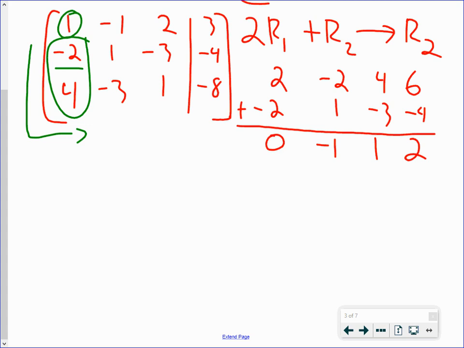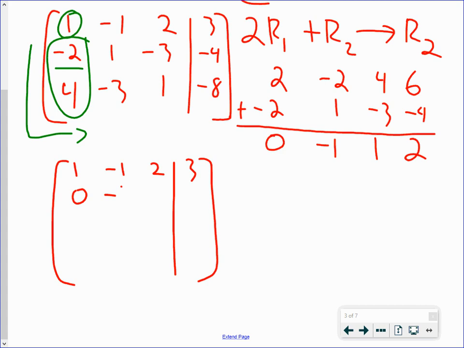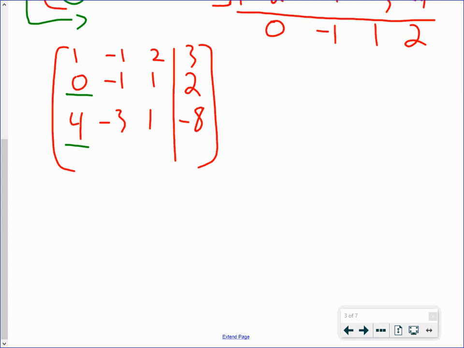So we're going to go ahead and rewrite our matrix and put that in. The first row stays the same. We didn't change it. The second row, we did change into this 0, -1, 1, and 2. And the third row, we didn't change it: 4, -3, 1, and -8. So we got rid of the number right here. We got a 0 over here that we wanted. Now we need to get rid of that 4. So to do that, we're going to use the first row again. We're going to multiply the first row by -4, and we're going to add that to row 3.